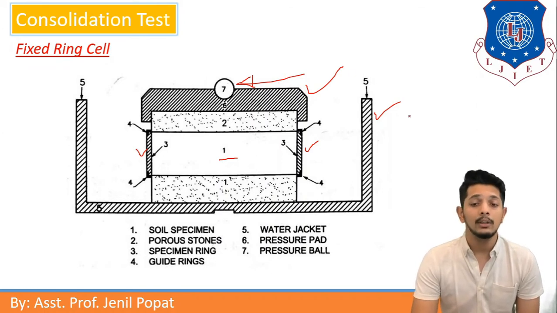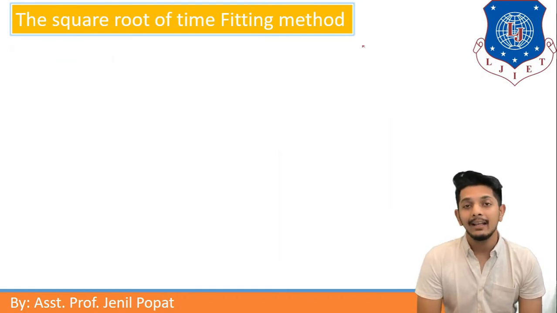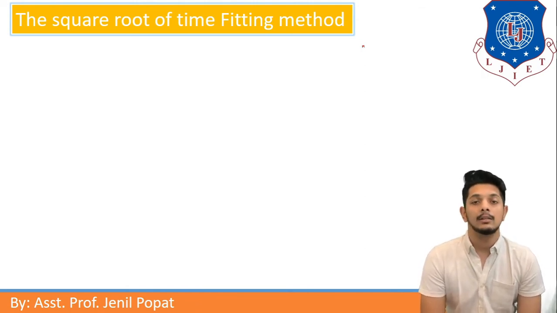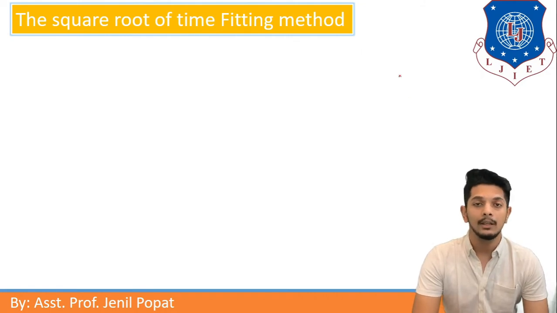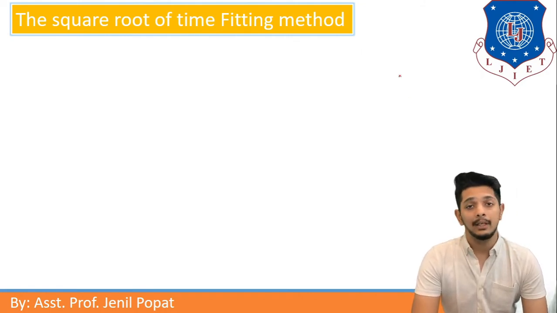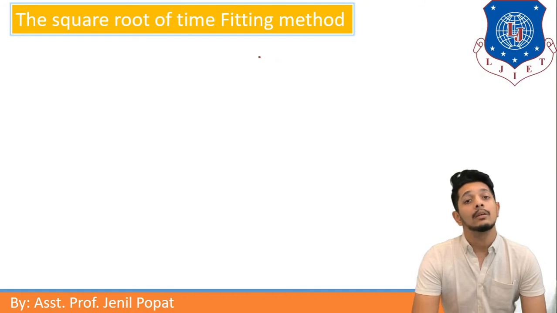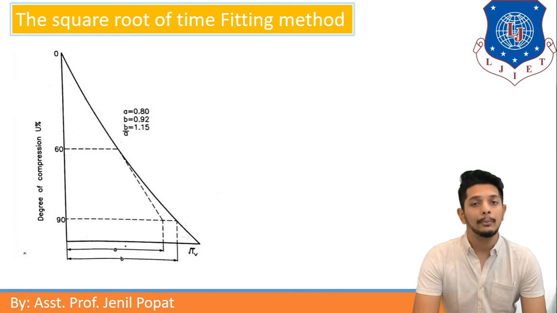Let us move further. The square root of time fitting method. The curve between dial gauge readings and time obtained from the laboratory consolidation test, and the theoretical curve between U and Tv, U as degree of consolidation and Tv as time factor, are almost similar in shape. To use this similarity and to find out the coefficient of consolidation, we are using the square root of time fitting method. This method is given by Taylor. In this method, let us understand this theoretical curve first, and then we will go to the laboratory curve.